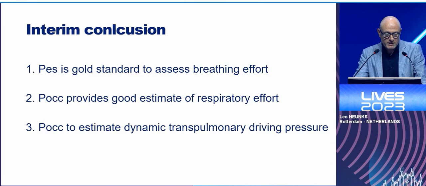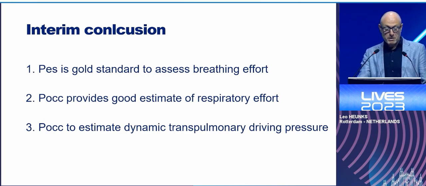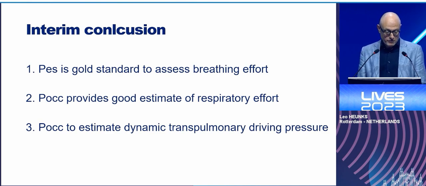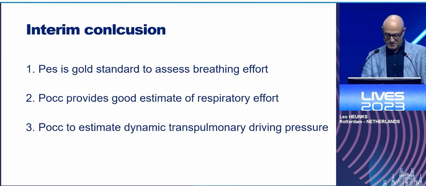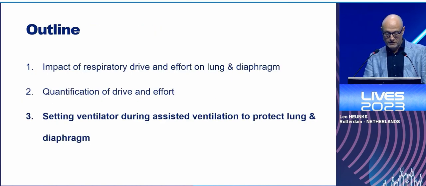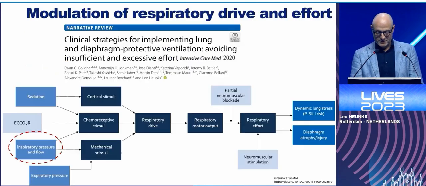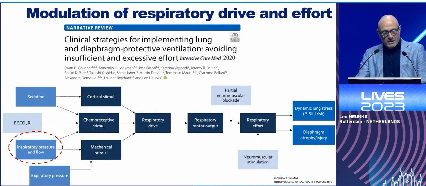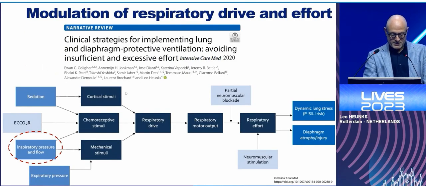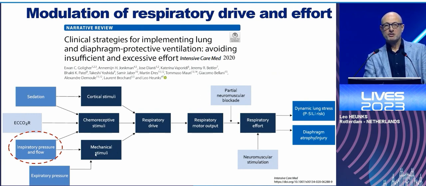So to conclude this one, I think that still esophageal pressure is the gold standard to assess breathing effort, but the P-OC is a nice non-invasive way to assess respiratory effort and dynamic transpulmonary driving pressure. Okay, how are we going to set the ventilator? Well, I started out with the three factors that determine respiratory drive that we could modulate.